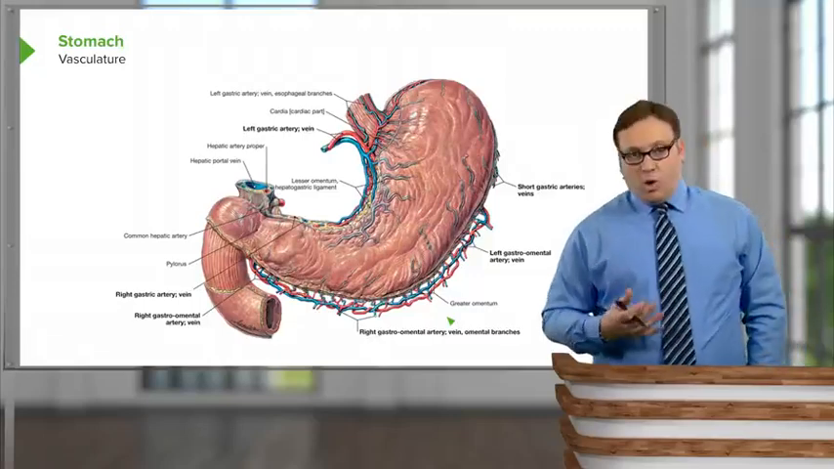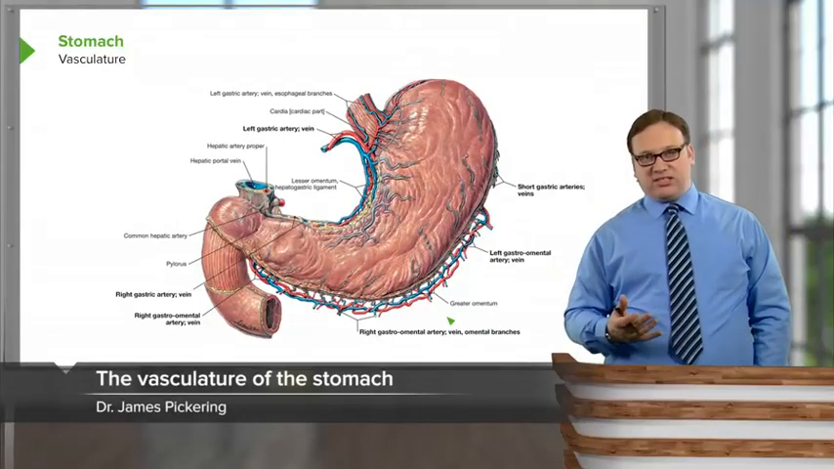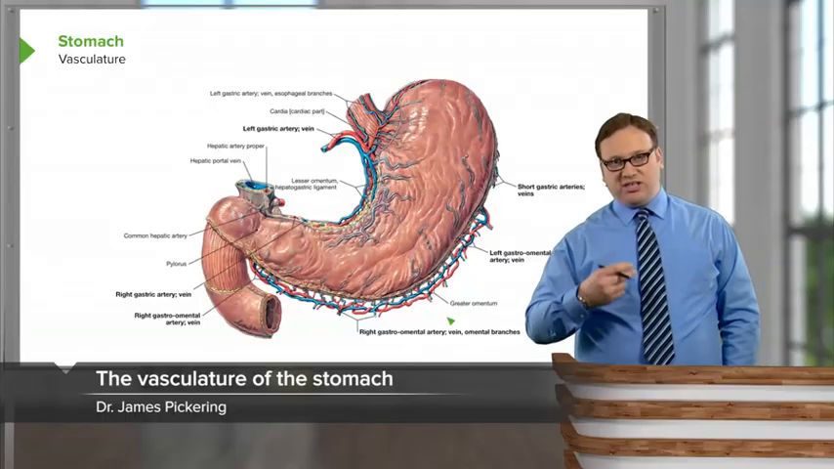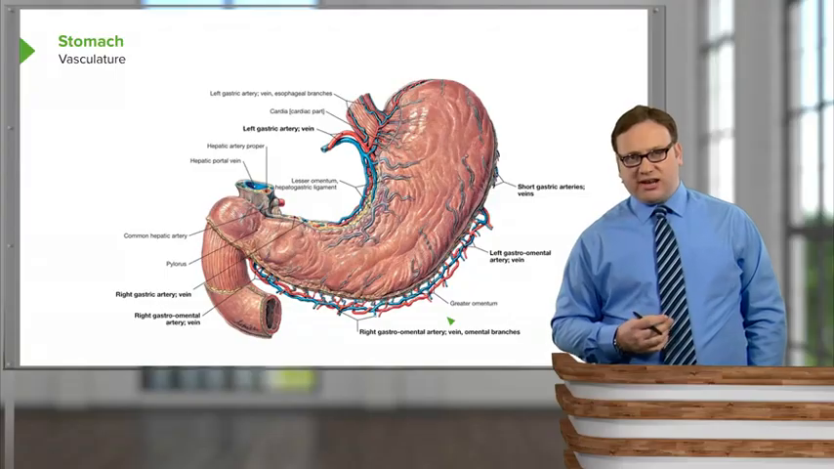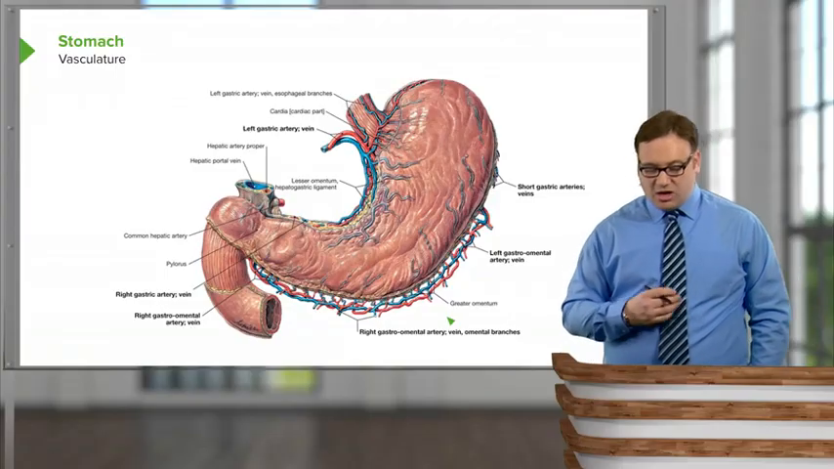In order for the stomach to work, it needs to have oxygen to make the cells work so they can respire, create energy so they can carry out their function. And it also needs to have venous drainage. So we're going to look at the vasculature of the stomach.